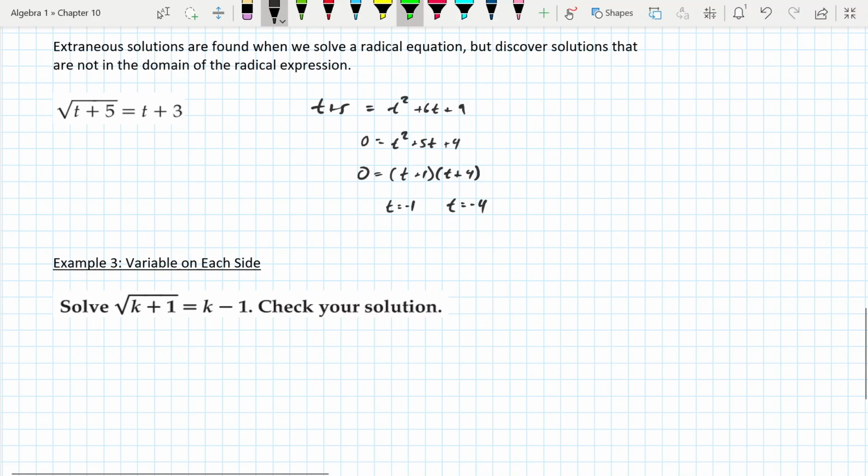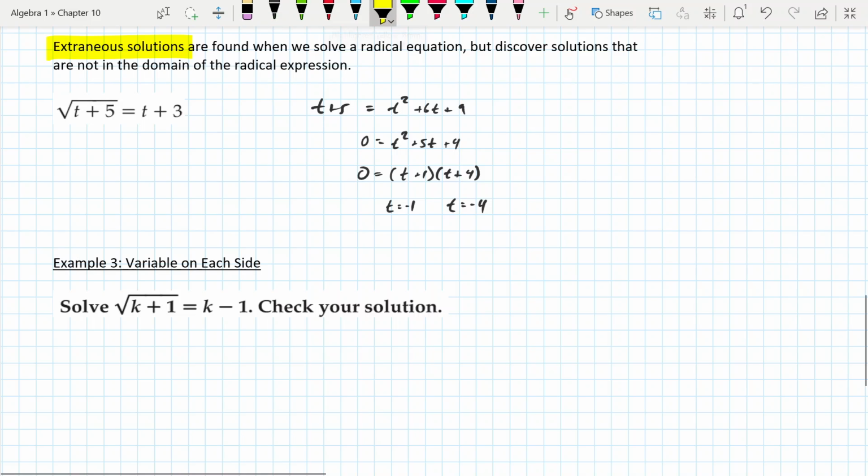Extraneous solutions are found when you solve a radical equation and for some reason the answers don't work out. It's usually because you can't take the square root of a negative, or we're always considering it the positive square root, and it gave you a negative number. So let's take a look here.